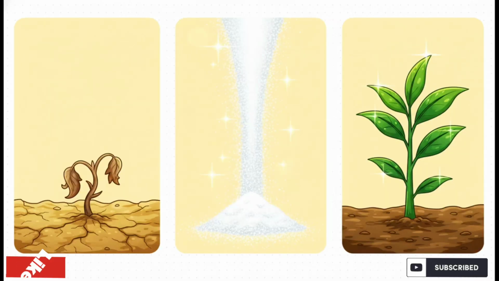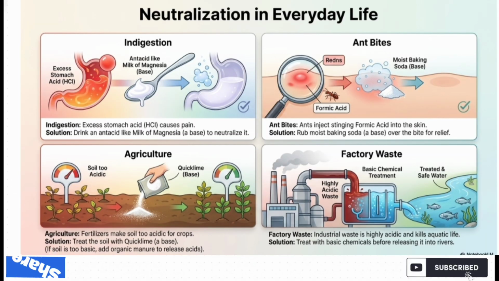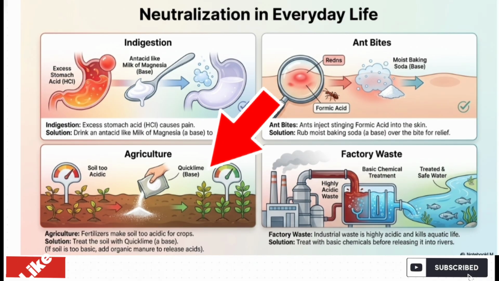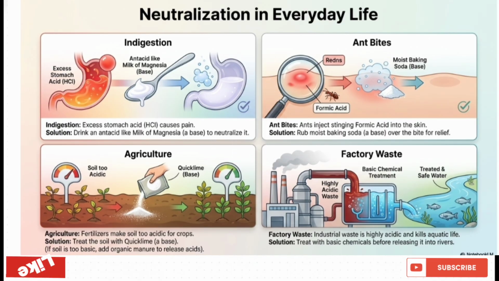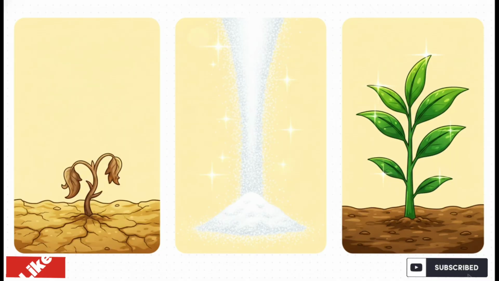And you know what? This science literally saves our food supply, too. When farmers use too many chemical fertilizers, the soil gets way too acidic for crops to survive. So, to fix it, farmers treat their fields with bases, like quicklime or slaked lime. It neutralizes the soil so the plants can actually thrive again.